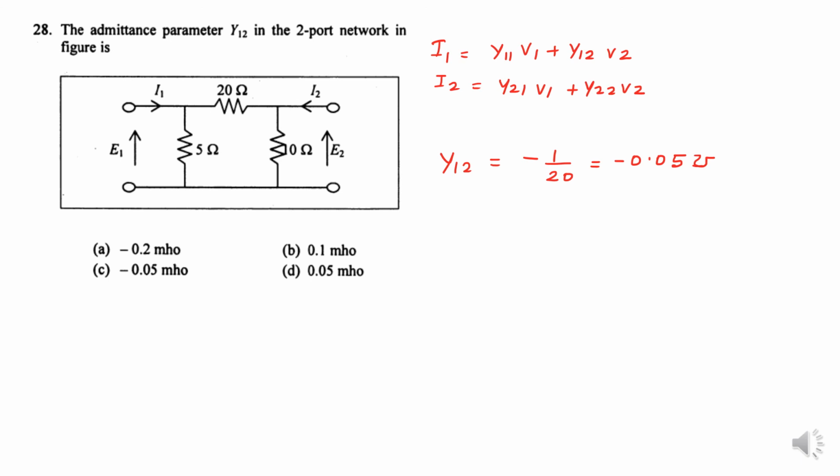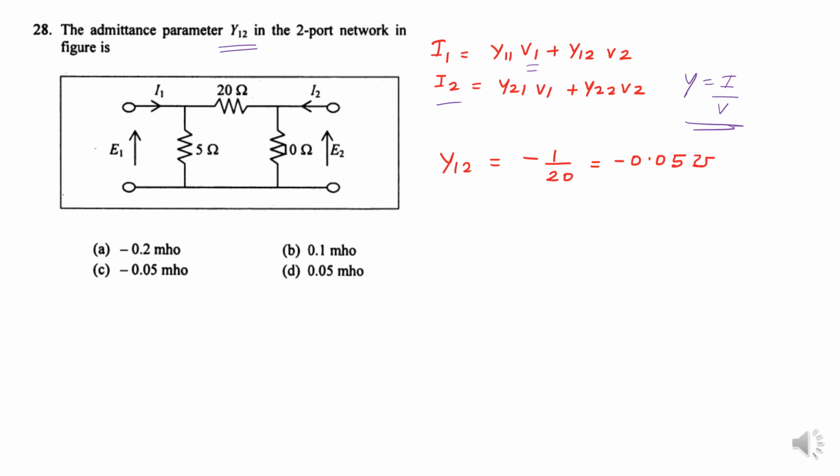Next, find the admittance parameter Y12 in the two-port network shown in the figure. Here, first I am going to write the y parameter. Normally what is y? Y is equal to I by V. So I1 equal to y11 into v1 plus y12 v2, and I2 is y21 v1 plus y22 v2.